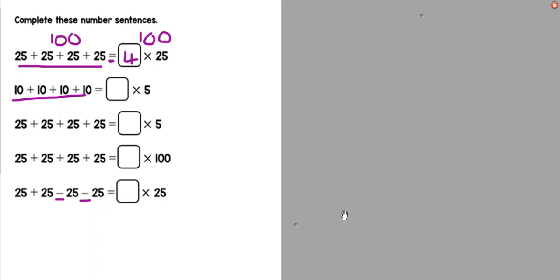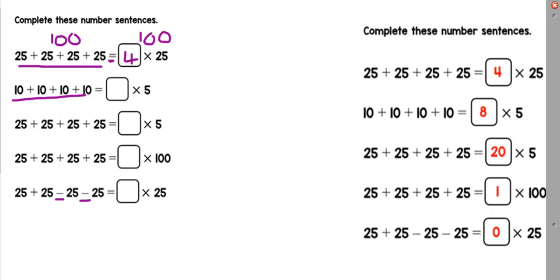Okay then, so hopefully we did the first one together. So 10 add 10 add 10 add 10 is 40. Okay, and you have to work out what you multiply by 5 to get 40. You multiply 8 by 5. This one, 25 add 25 add 25 add 25 is 100. Okay, so you've got to work out what you multiply by 5 to get 100. So you multiply 20 by 5.